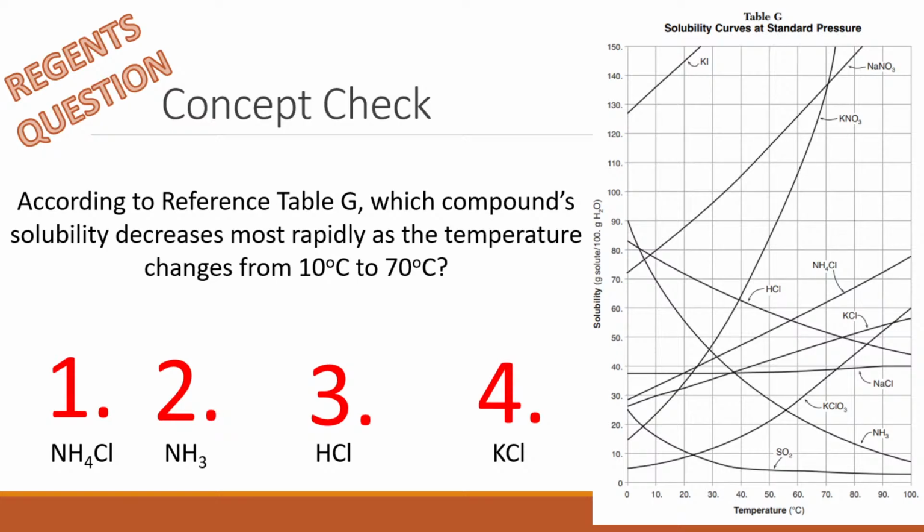This question is a little bit different from the others that we looked at. They're not looking for a particular intersection, right? They're just asking you to look at the general trend. And here the correct answer is 2.